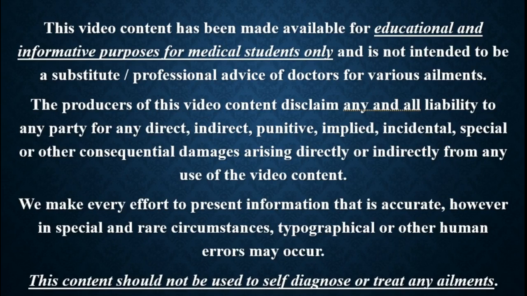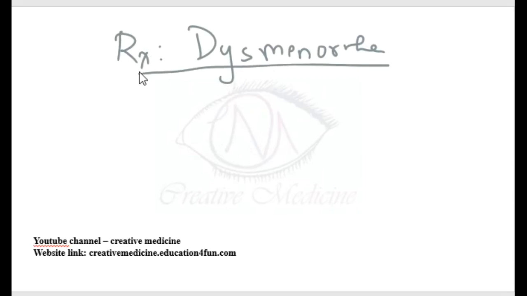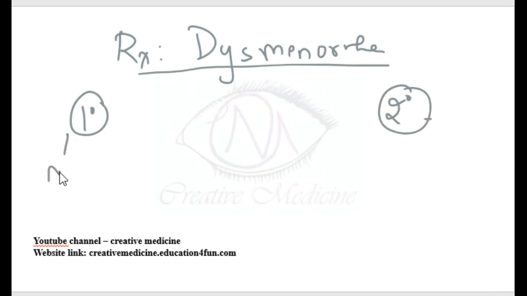In this lecture, we will learn about management of dysmenorrhea. If it is primary dysmenorrhea, then NSAIDs can be given. Oral contraceptive pills can be given.